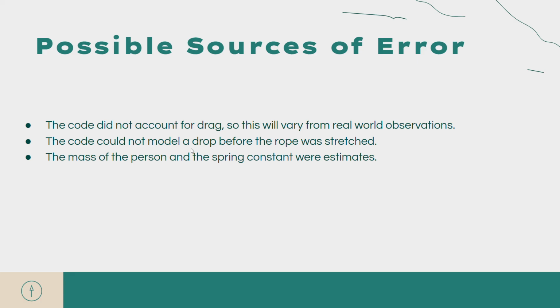So for possible sources of error, the code did not account for drag, so this will vary from real-world observations. The code could also not model a drop before the rope was stretched. The mass of the person and the spring constant were estimates that I found online.